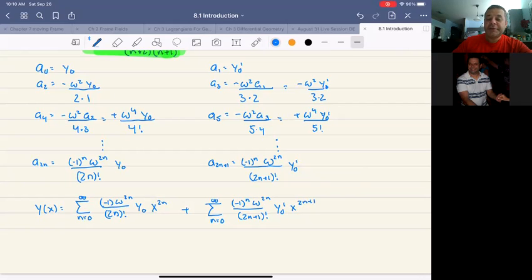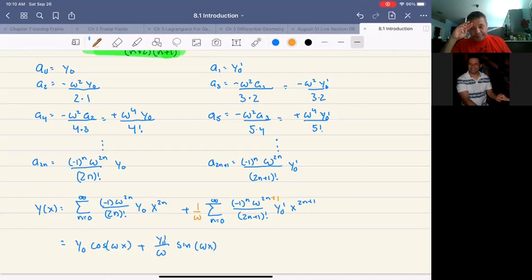So now, how does this connect with sine and cosine? Well, remember the Maclaurin series for sine and cosine. This is y0 cosine omega x, plus y0 prime divided by omega times the sine of omega x. Remember, we needed the plus one, so what we're really doing is we're going to multiply by an omega here and divide by an omega there. And that's how we'll get the sine function.